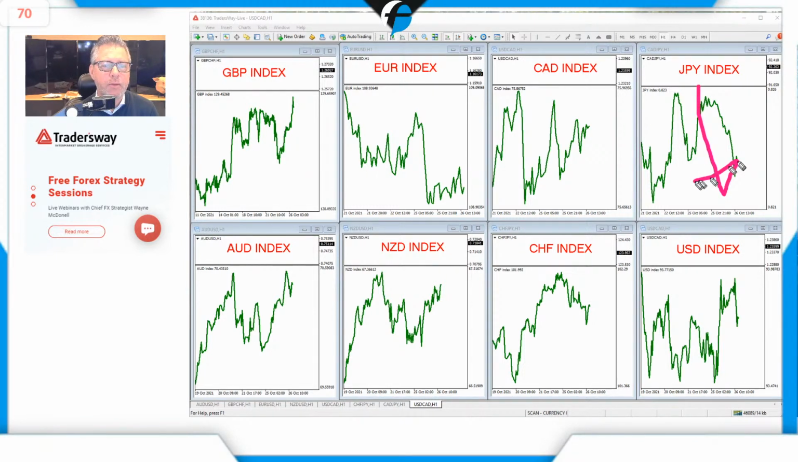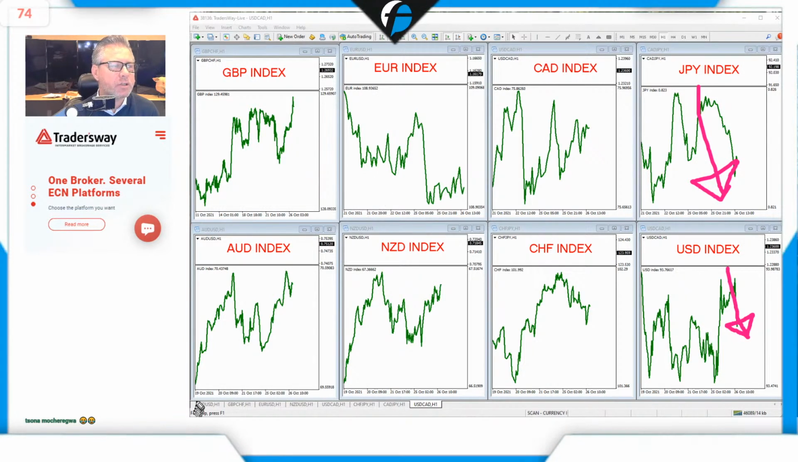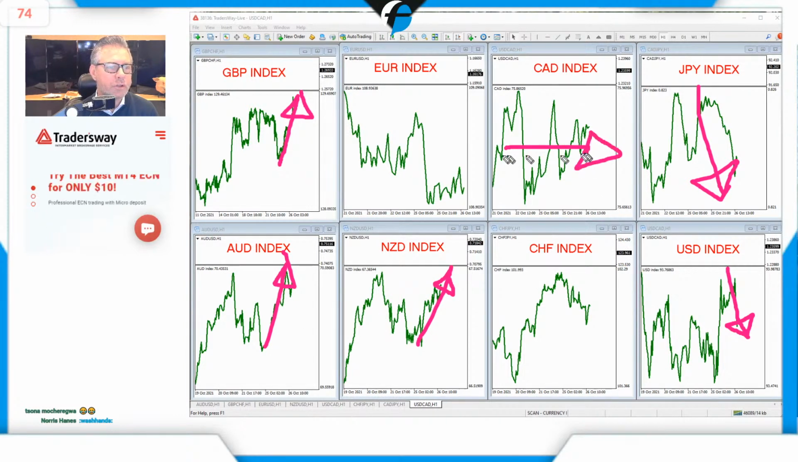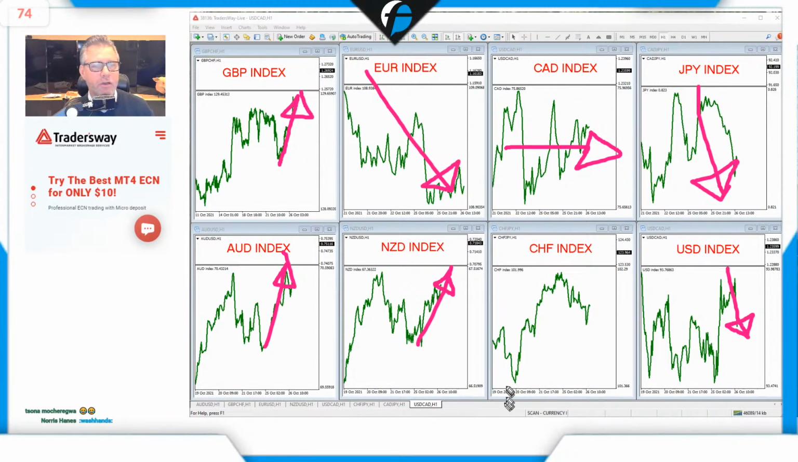I'm a yen bear. Yay. I'm a dollar bear. Yay. So all that's good. A couple of days ago, there wasn't anything to buy. Pound is strong. Yay. Aussie strong. Yay. Kiwi strong. Yay. CAD still neutral. That's been like that for a few days. Euro still sucks. That's fine. I don't want to buy it anyway.